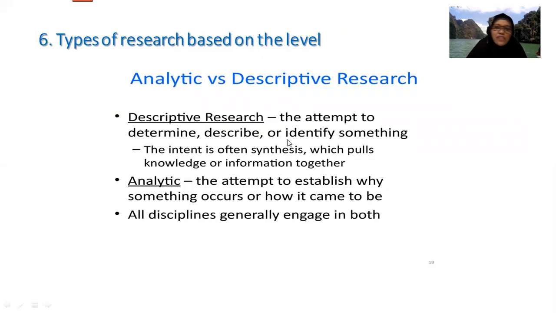Okay, next is the type of research based on the level, that could be analytic or descriptive. What is the difference? Descriptive is like qualitative research, to identify something, describe something, determine something. That is often done by scientists with full knowledge or information, like collecting the data from literature. But analytic is to establish why something occurred, how it came to be. So it will need more data in analytic research. All disciplines and all subjects of science generally engage in both. So we can use descriptive and also combine it with analytic in our expertise.